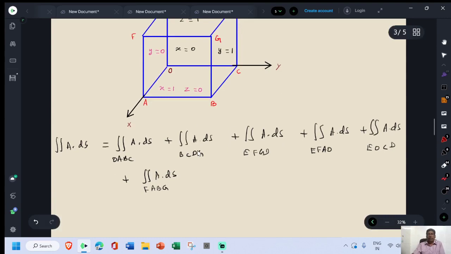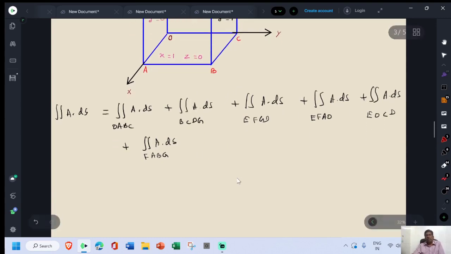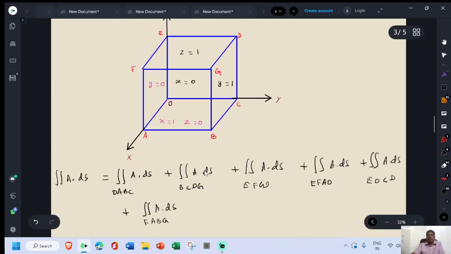Now we should find out the n cap values for each and every phase, and then we will come to the conclusion about the value of double integral of A dot ds. See this diagram first. In this phase OABC, this is in the xy plane, therefore the value of z is equal to 0. Consider this phase. Here the value of y equal to 1. Y value is 1 maximum.